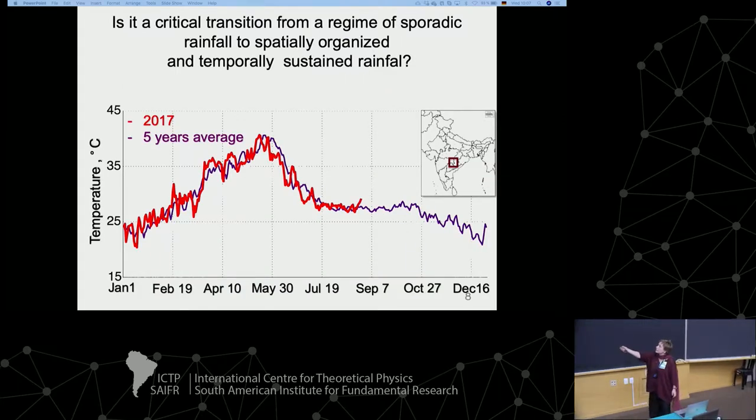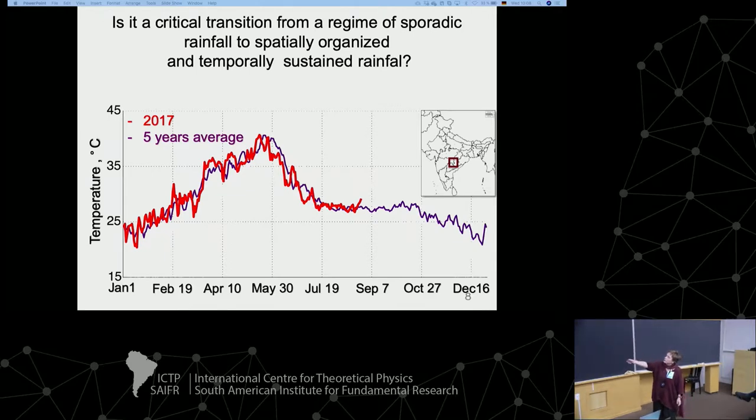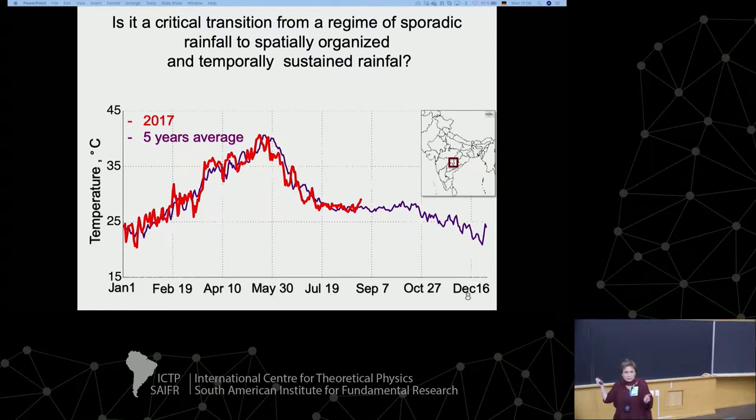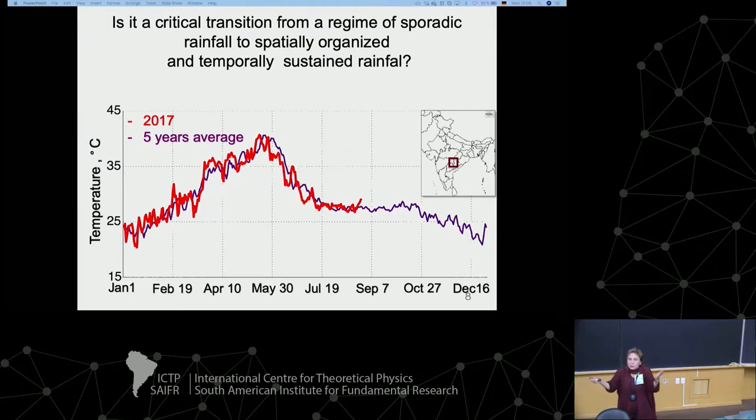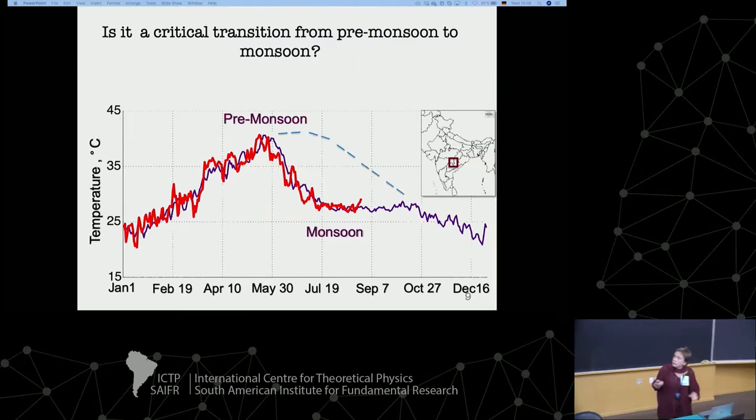So let us consider temperature. This is the temperature during 1 year in this part of the Indian subcontinent, right here in central India. The violet line is the 5-year average, and for example, 2017 is the current year. You can see fluctuation in temperature here. So is it a critical transition? Might be, but maybe not. But how to treat this problem? Then I decided to do the following. Let us assume there is no monsoon in this area, how the temperature should be in this way.